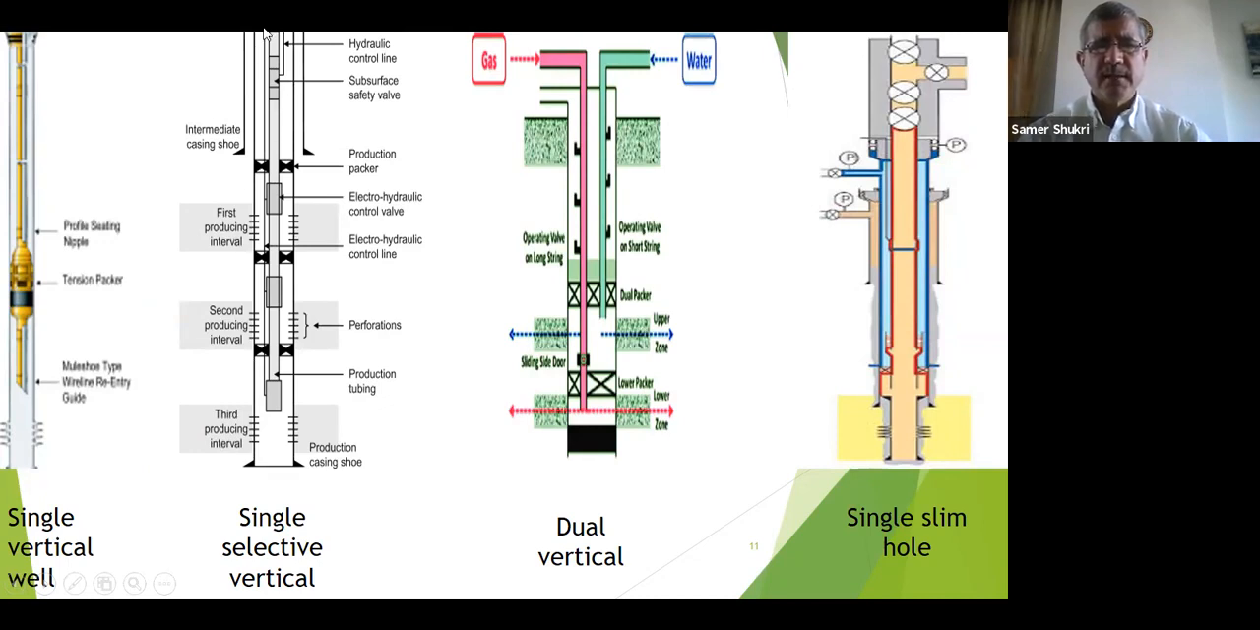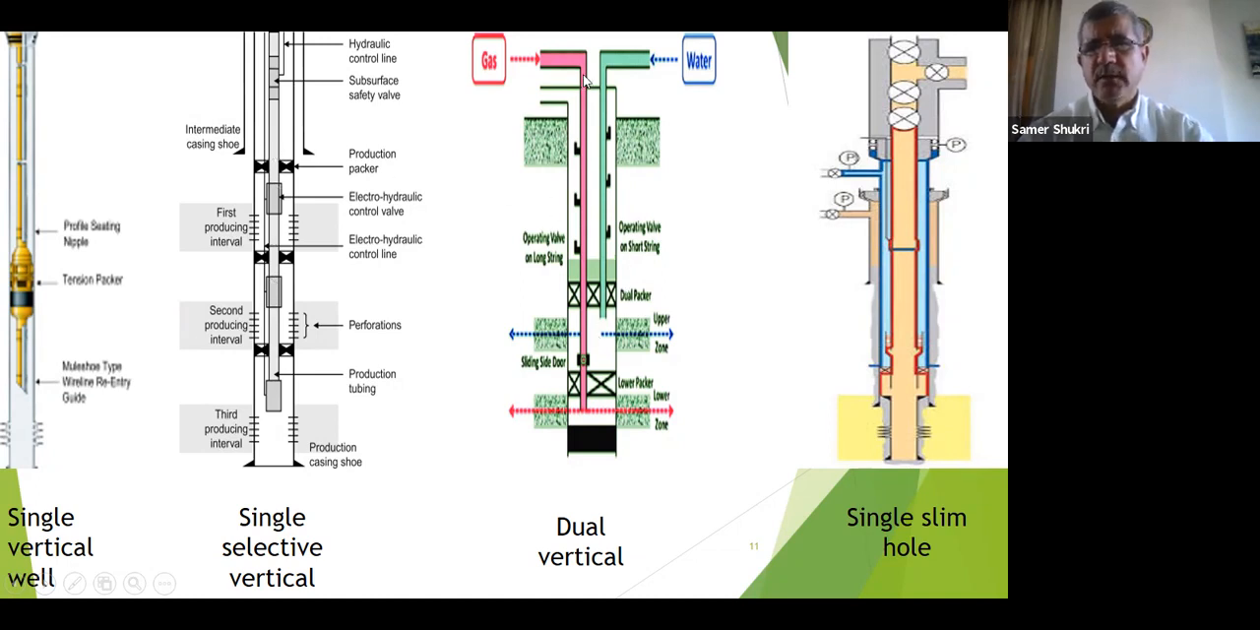Here, this is single selective. We produce from more than 1 zone. You see zone 1, this is the lower zone, middle, and upper zone. And between them, we set the packer to isolate them. And here we have SSD, sliding side door. Here, if you want to isolate this zone, we can set a plug, and so on.